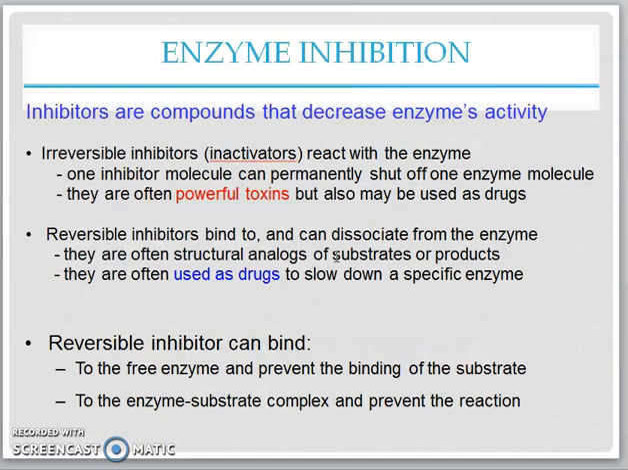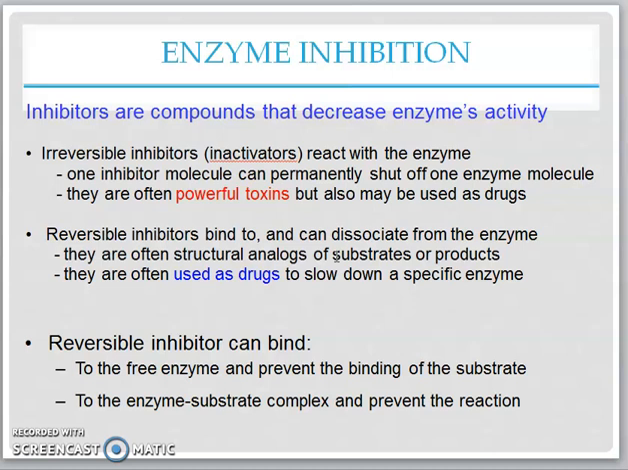On enzyme inhibition, there are 3 types of enzyme inhibitions. But before we go through them one by one, let us see what an inhibitor is. Like in a chemical reaction, an inhibitor is a compound which decreases the enzyme activity or the reaction activity. We have irreversible inhibitors, and we also have reversible inhibitors.